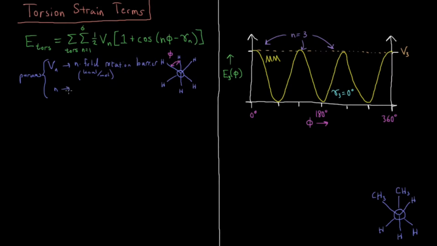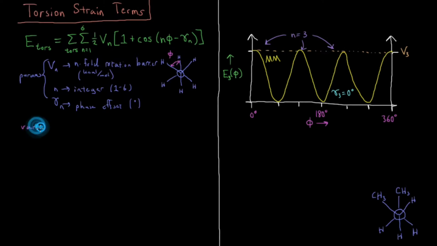We have n, which is just an integer between 1 and 6, as we see. So a lot of times you only have the 3-fold rotational barrier. Sometimes you have things that are 2-fold or 1-fold, 4-fold, etc. But 3 is by far the most common that appears. You have gamma n, which is a phase offset, typically in degrees, could also be in radians. Again, just pay attention to the context of what you're doing there for which is which.